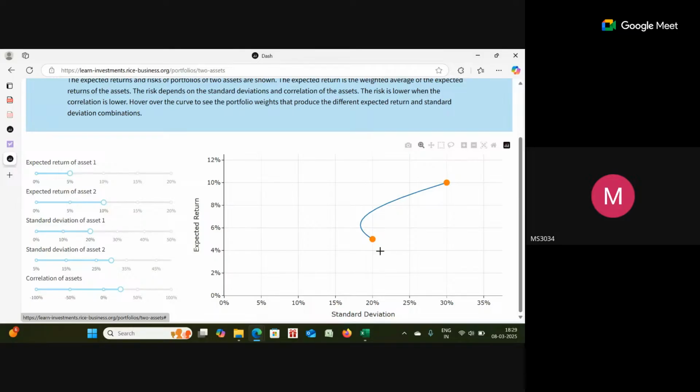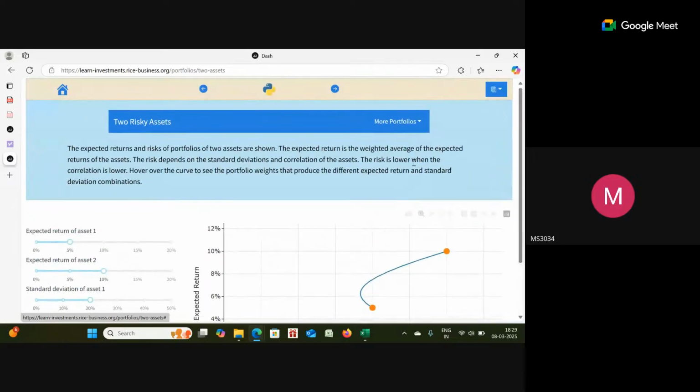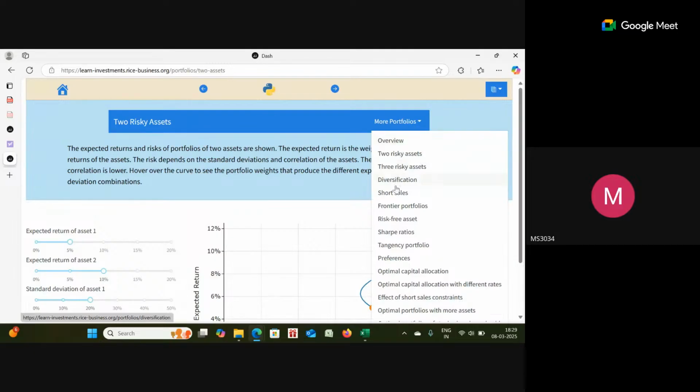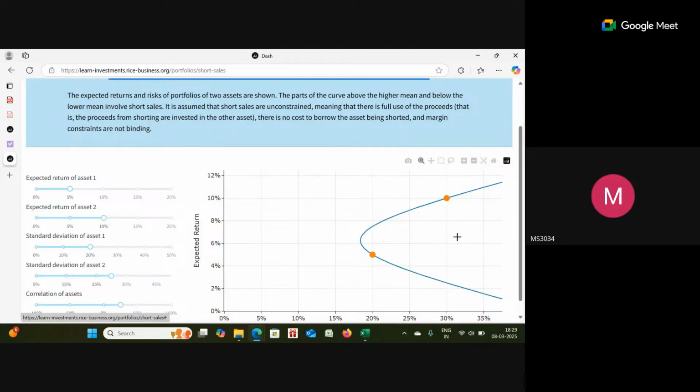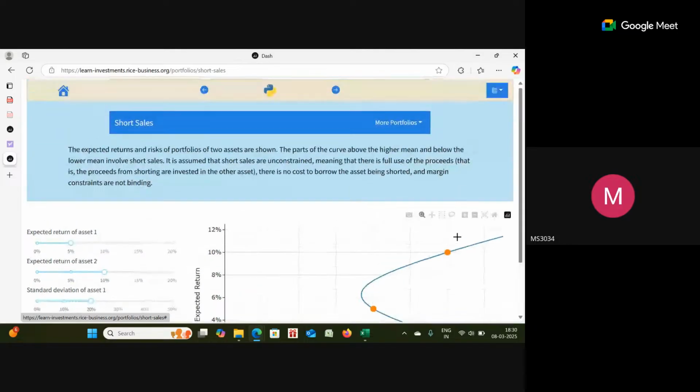Why? Because in this case we have not allowed short selling on these two assets. But if we allow that, then what will be the shape? If we allow short sales, then this minimum variance set can exceed these original assets, asset 1 and asset 2. We can exceed them if we allow short selling on these two assets. Okay.